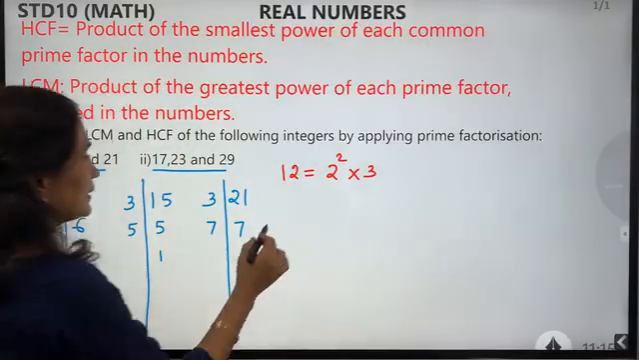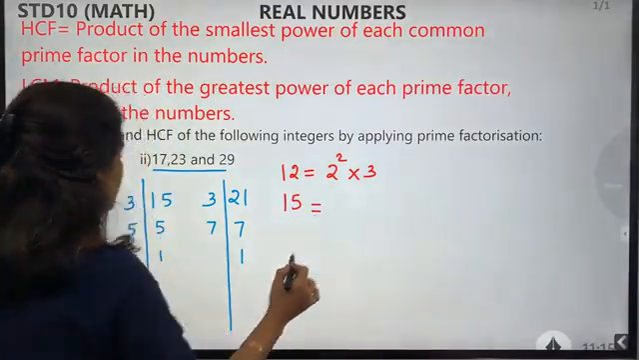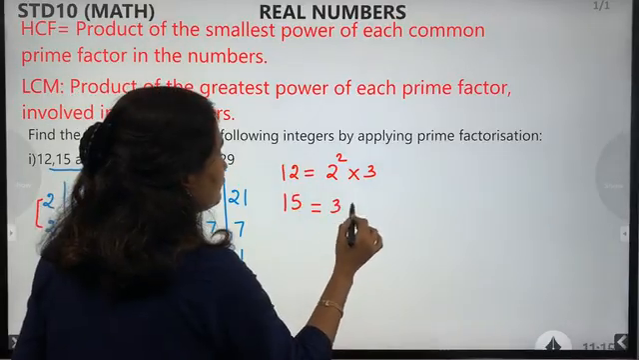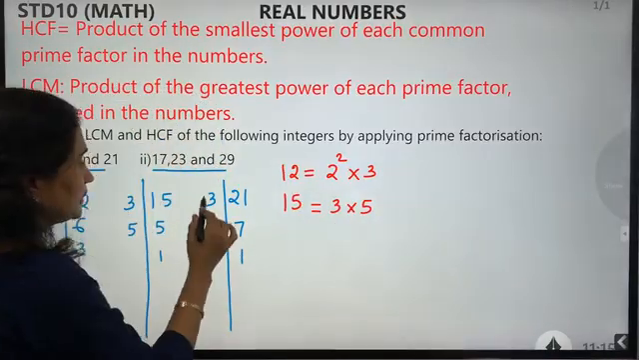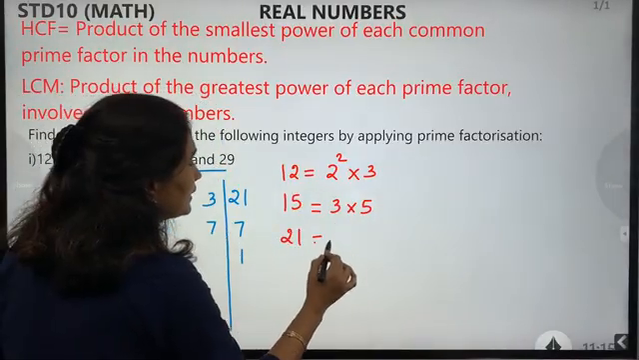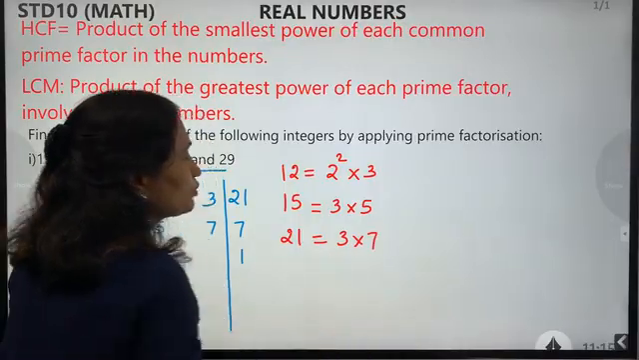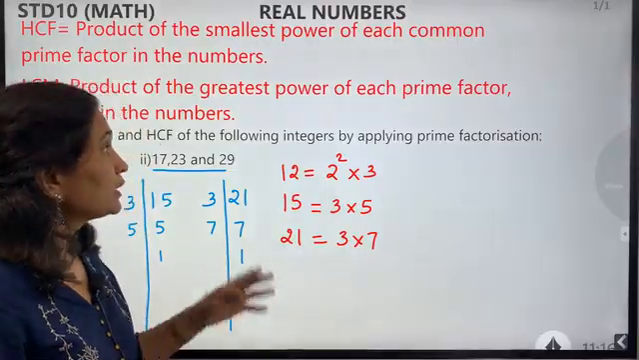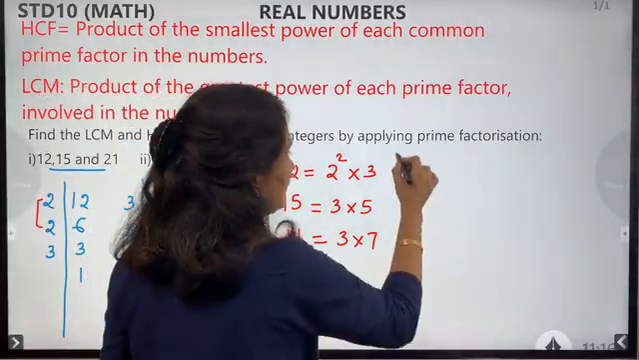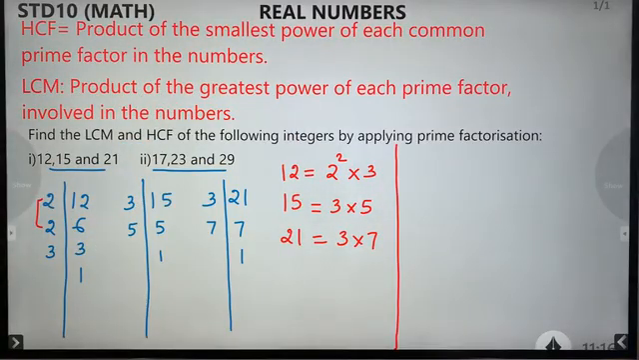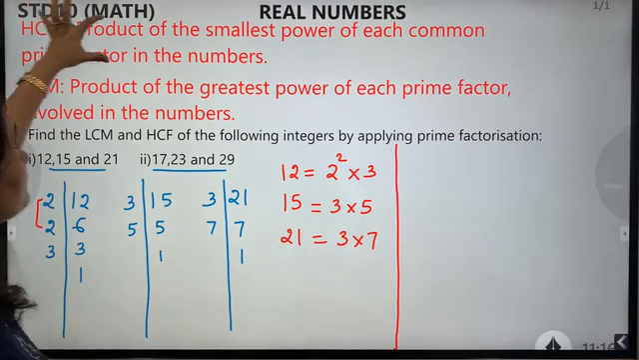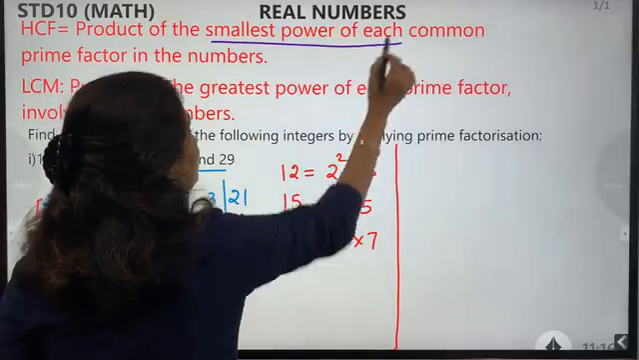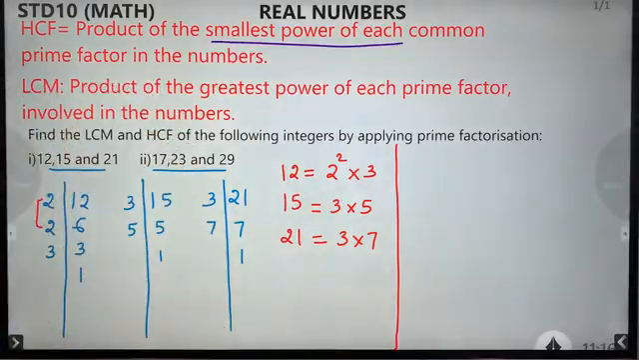The next number is 15, which is very simple, 3 into 5, and the third number is 21, which is again easy, 3 into 7. So only here you will see that the power of 2 is 2. Again now we have to find LCM and HCF. To get LCM, we know, or rather we will go to the HCF first. HCF is the product of the smallest power of each common prime factor.